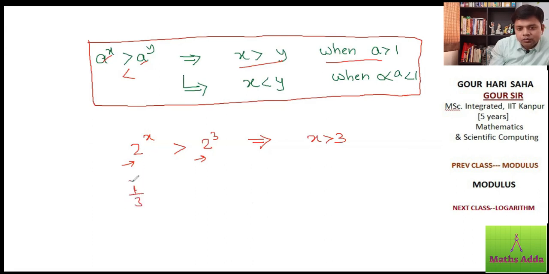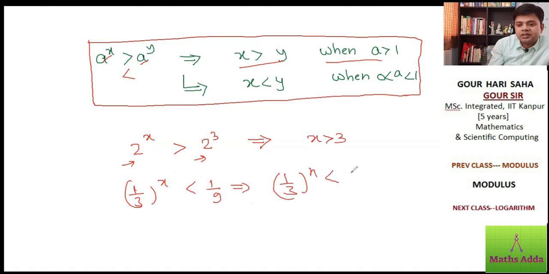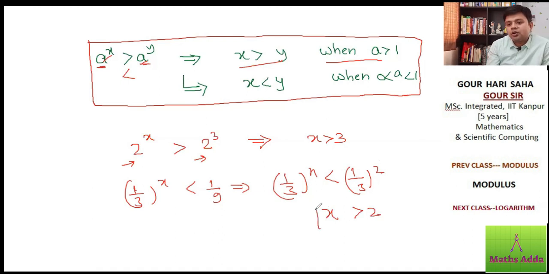Now I take another example. 1 by 3 to the power x is less than 1 by 9. So how do we do it? First make the base the same, then we can compare. You see, base on both sides is not the same, so 1 by 9 will not work. It is 1 by 3 to the power 2. Now base is the same. When you remove the base, it will be saying x greater than 2. Using this formula, the sign will change, right? So you got this one.